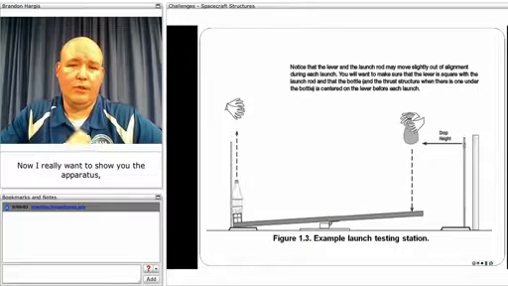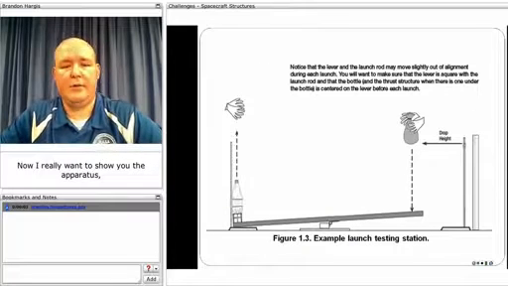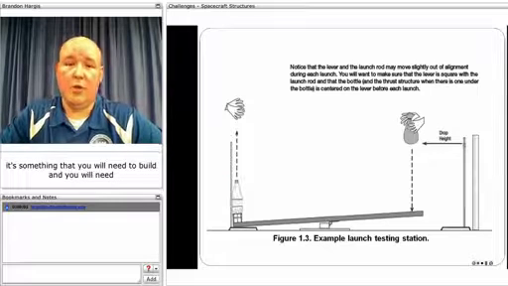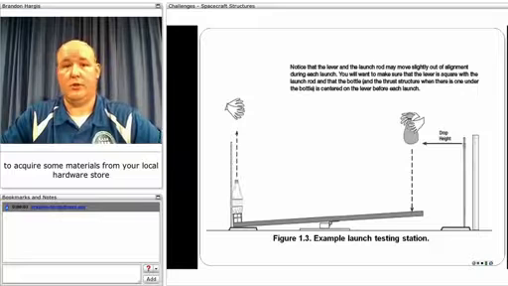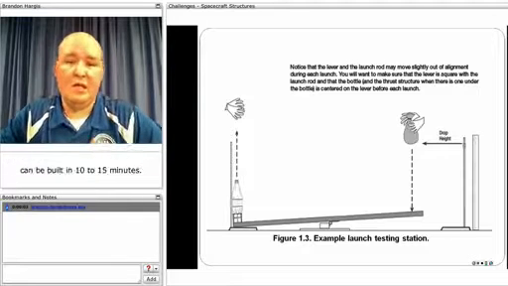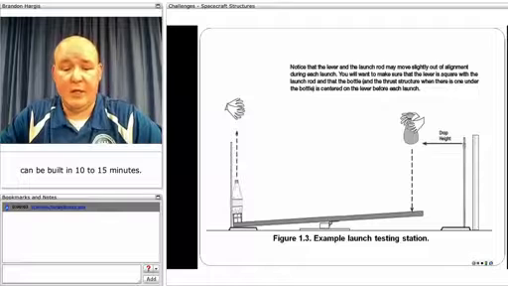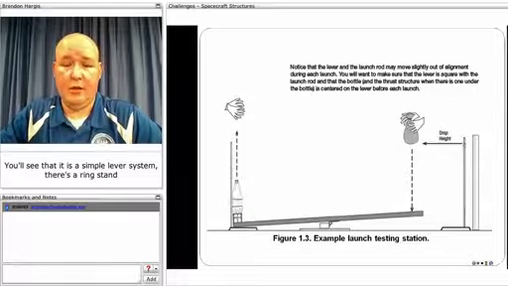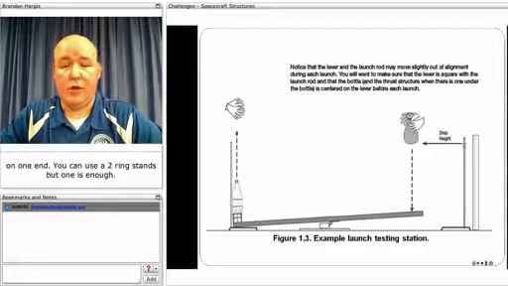Now, I really want to show you the apparatus. It's something that you would need to build, and you will need to acquire some materials from a local hardware store in order to put this together, but it's fairly simple. It can be built in 10 to 15 minutes. You'll see that it's a simple lever system. There's a ring stand on one end. You can use two ring stands, but one is enough.